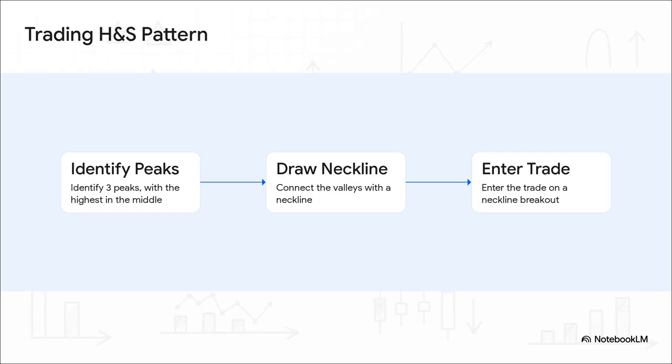But here's the thing. Identifying those 1, 2, 3 peaks is really only half the battle. The crucial part? The execution. You have to draw a neckline connecting the valleys between those peaks. The pattern is absolutely not complete, and you definitely shouldn't act on it until the market price breaks right through that neckline on a closing basis. The magic of 3 gives you the setup, sure, but that neckline breakout? That's what gives you the green light.